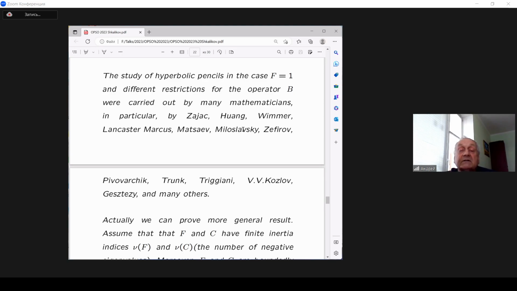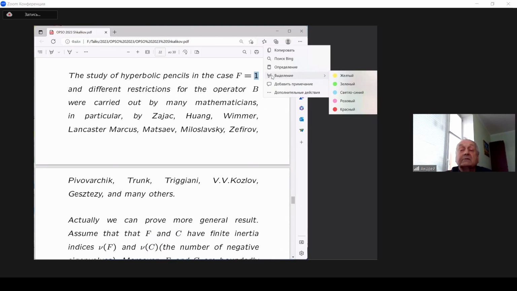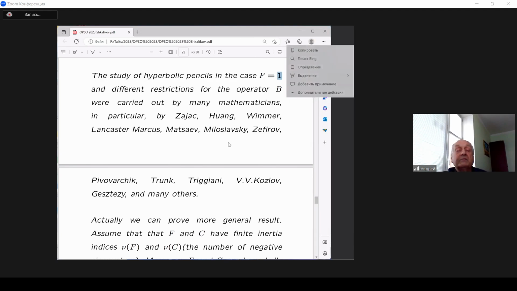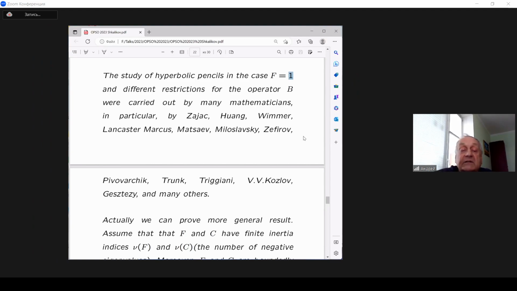So in some sense, this theorem is new because we change identity to the operator F. Actually, starting from the book of Lord Kelvin and Tait, the work with this pencil was carried out by many mathematicians, in particular by Zayas, Huang, Wimmer, Lancaster, Marcus, Matsaev, Miloslavsky, Zefirov, Pivovarchenko, Trun, Trigiani, Valery Vasilievich Kozlov, and many others.